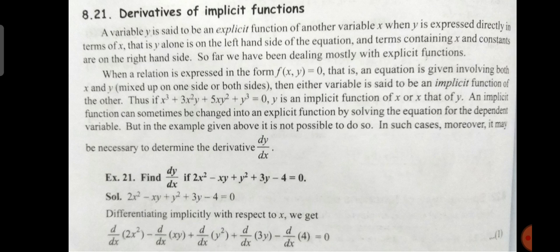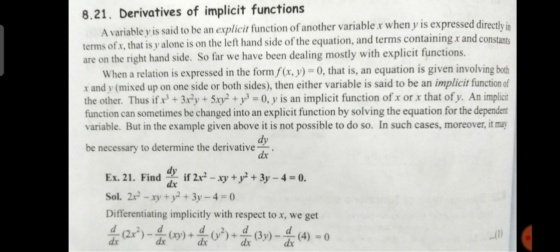An implicit relation is expressed in the form f of x, y is equal to 0. That equation contains x and y, and either variable is said to be an implicit function of the other. X is an implicit function of y and y is an implicit function of x, you can say. Another example is x cube plus 3x square y plus 5x y square plus y cube equal to 0. That is an implicit function of x and y, you can say like that.